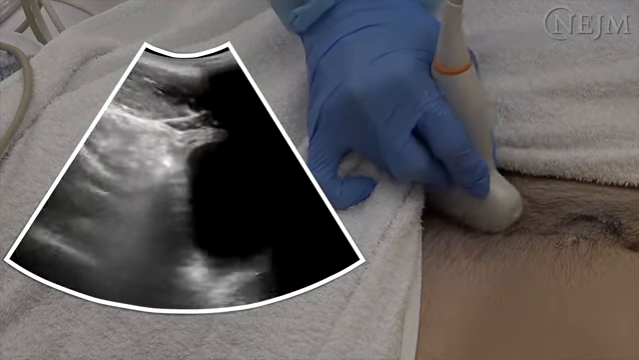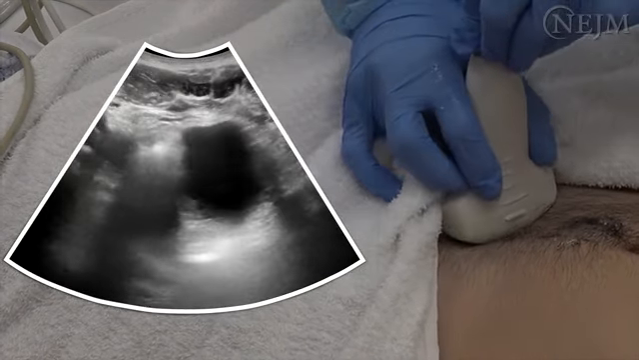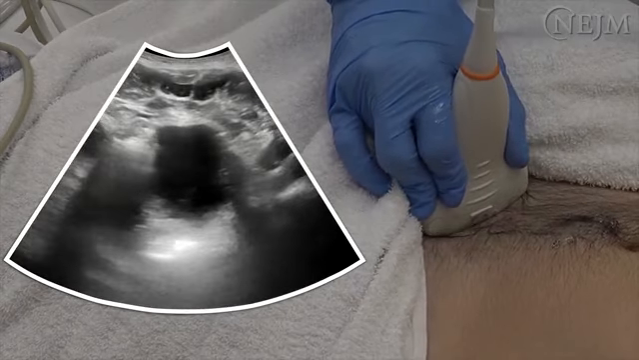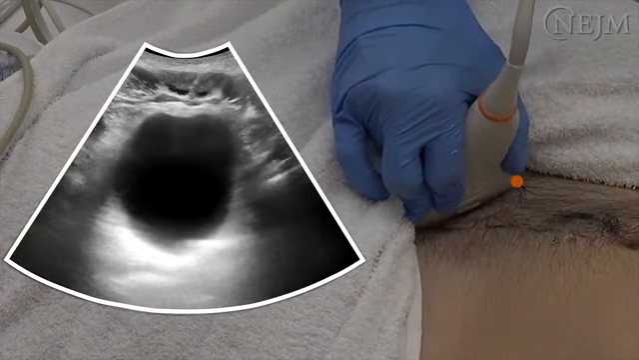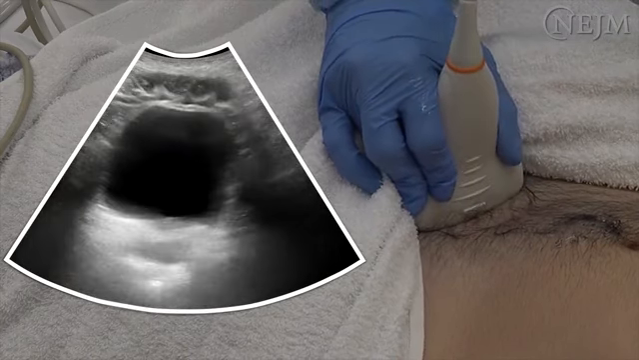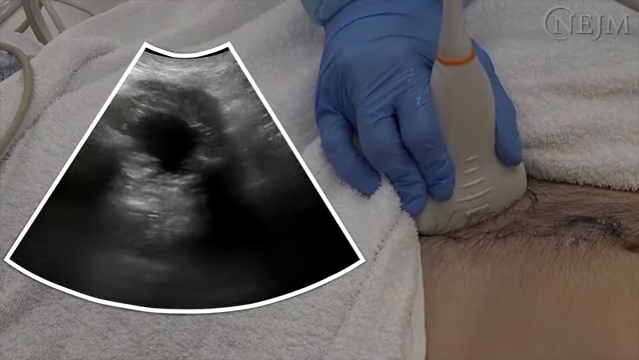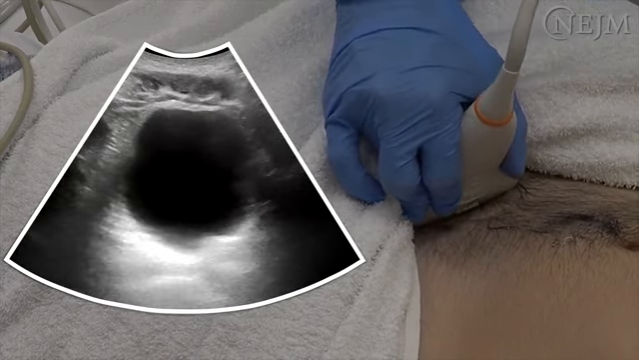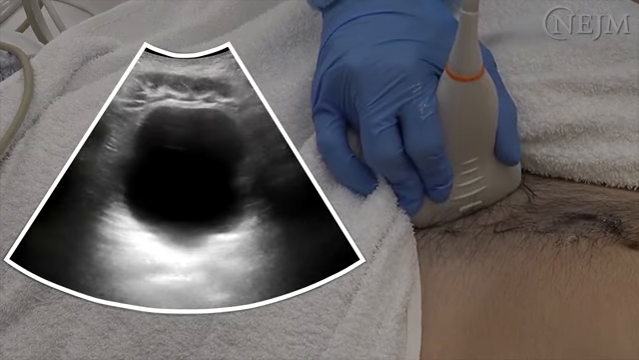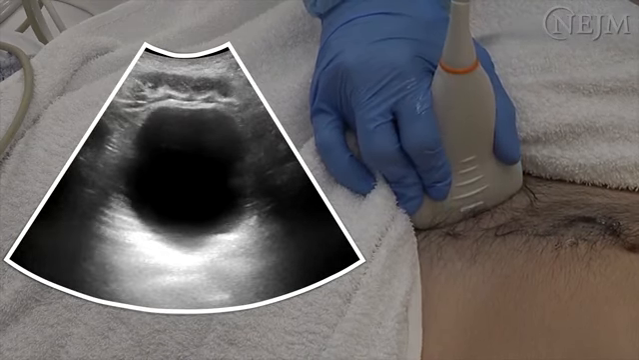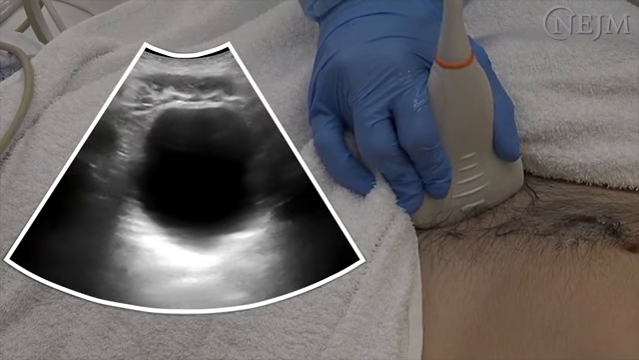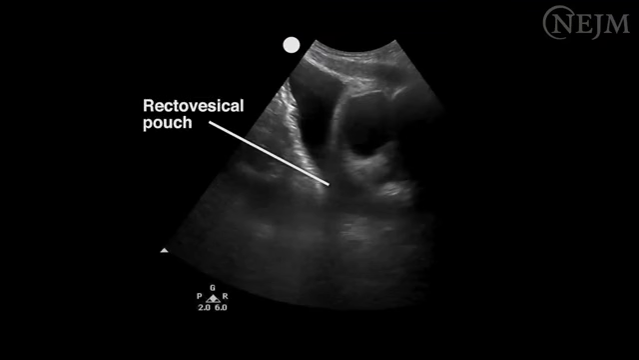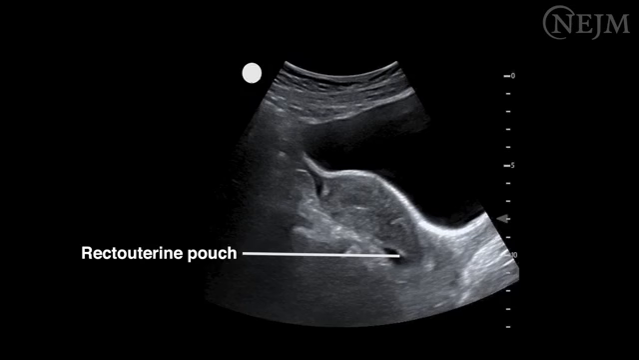Next, place the probe immediately cephalad to the pubic symphysis and position it in the transverse orientation with the indicator pointing toward the patient's right side. Tilt the probe cephalad and caudal in order to find the same spaces as in the sagittal orientation. The suprapubic view will allow you to detect pathologic fluid in areas where fluid is likely to accumulate in a supine patient, including the rectovesical pouch in men, and the rectouterine pouch and vesicouterine pouch in women.